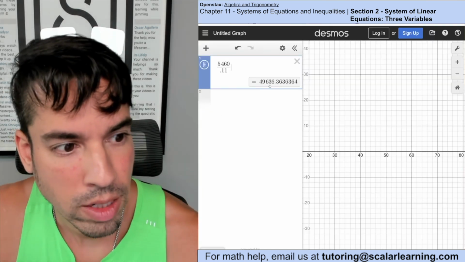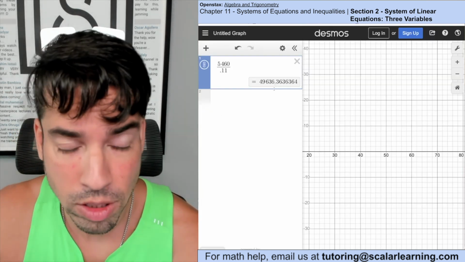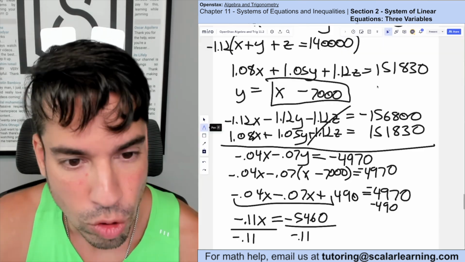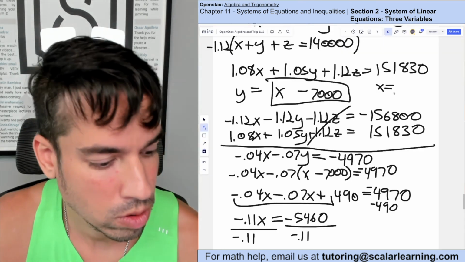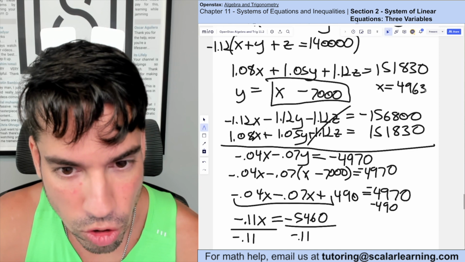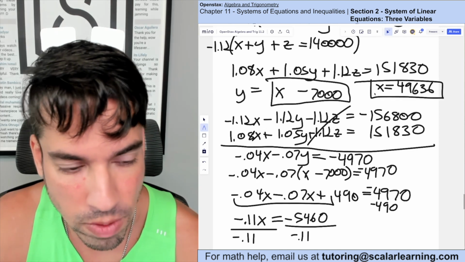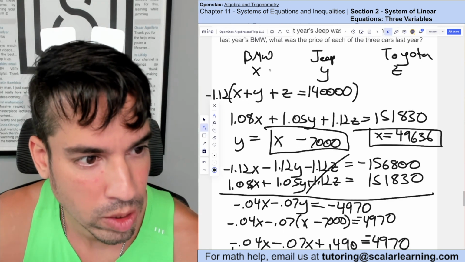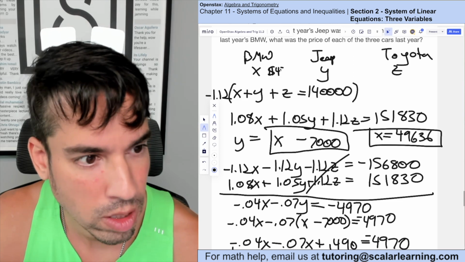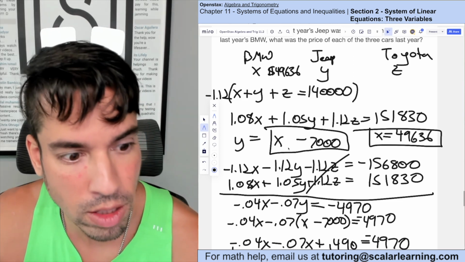And then we get 49636. And I think they rounded to the nearest dollar in the back of the book, so we'll do the same. So we'll write it up here as x equals 49,636. All right, so that's the first value. And then moving this back up here, we can write that like this, 49,636. Okay, now let's find y.